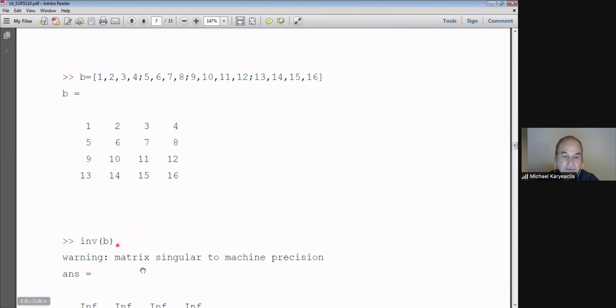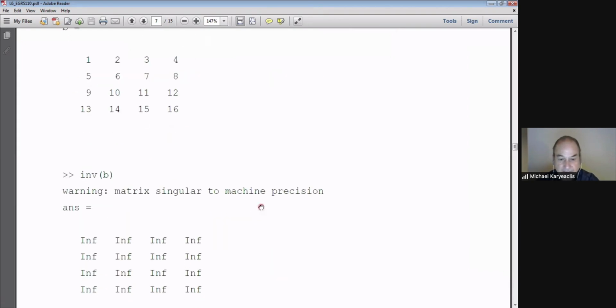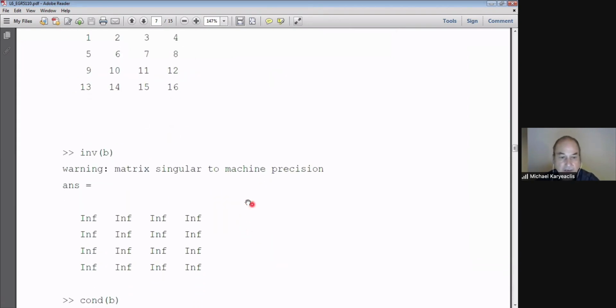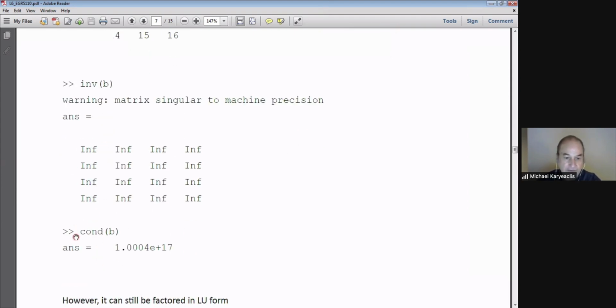Immediately when we ask for the inverse, it will tell you the matrix is singular to machine precision. It's actually singular, period, not just to machine precision, but in an exact way, and it will give you this number here. That's just out of curiosity. Like I said, finding the inverse of a matrix is rarely a good idea. If we find the condition number for B, you see it is 10 to the 17th. That immediately tells you what is going on here.